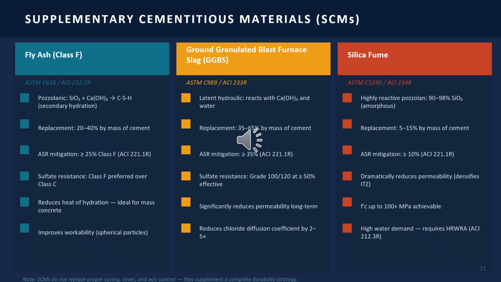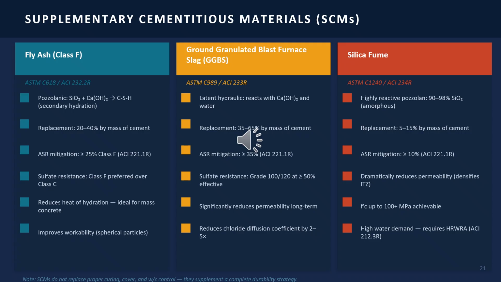Okay, so we have covered now the different threats to the durability of concrete. So let's discuss some of the means which can be employed for improving the durability. The first one is basically the supplementary cementitious material, what we call the SCM. Now, the supplementary cementitious materials are probably the single most powerful tool we have for improving concrete durability.